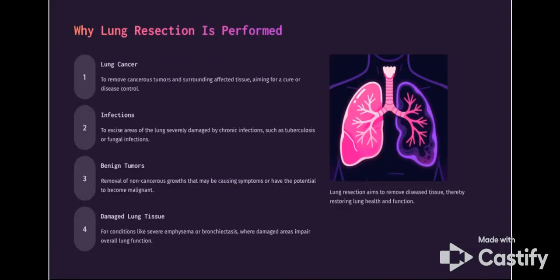Why is lung resection surgery performed? The main cause is lung cancer, chronic infections that permanently damage lung tissues, benign tumors that cause symptoms, and damaged areas related to emphysema or bronchitis. Removing the diseased portion of the lung often improves the overall function of the remaining tissue and can prevent further complications.